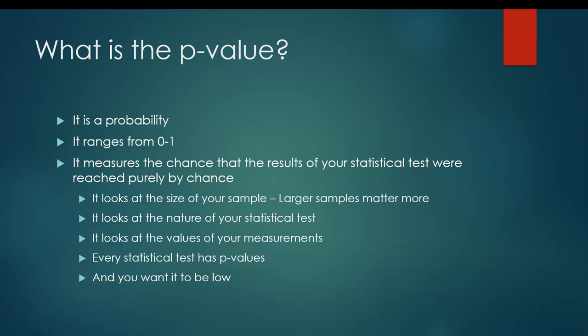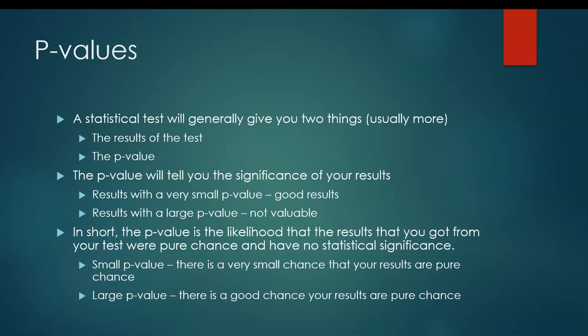Every statistical test has p-values, as I've indicated, and you want your p-value to be low. Because remember, p-value is the chance. What's the chance that your results are not meaningful? And so you want that to be low because you want that chance to be very small. So a statistical test will generally give you two things, usually more. It will give you the results of your test, and it will give you a p-value. Now, that is a very broad statement because most statistical tests will give you many more things than that. But for now, we're going to limit our focus just on the results of the test and the p-value.